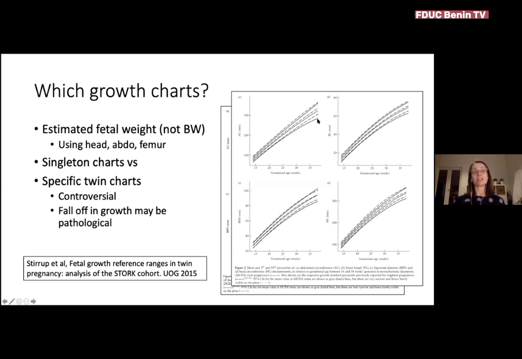particularly later in gestation. But the reason that it's controversial as to whether we should be using twin charts is that this fall off in growth might actually be pathological and might actually represent some degree of placental insufficiency. So perhaps it's better to compare them to healthy singleton pregnancies, which is how they should be growing. So I don't have the right answer to that, but I can tell you that most places in Australia use singleton charts to compare twins to. And it's very common to see that the twins are lower on that chart after 30 weeks.